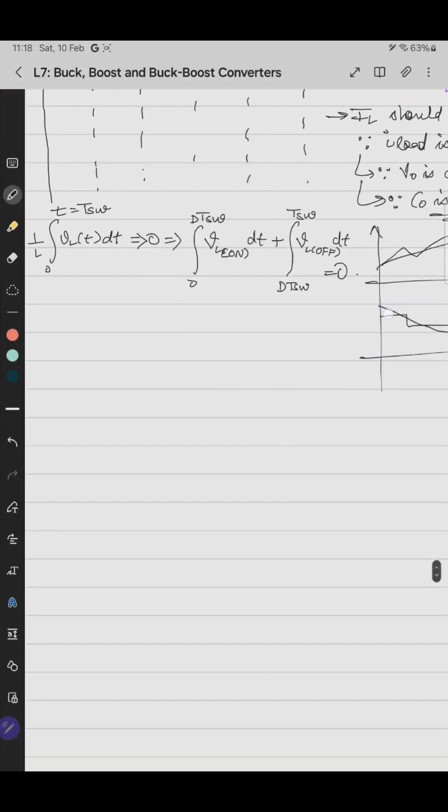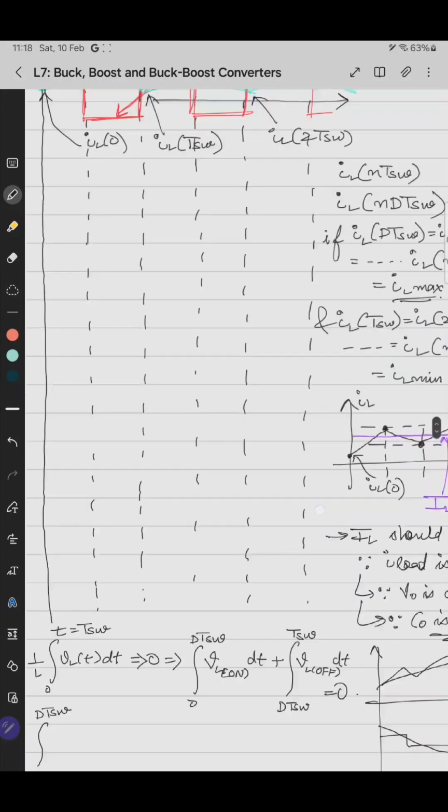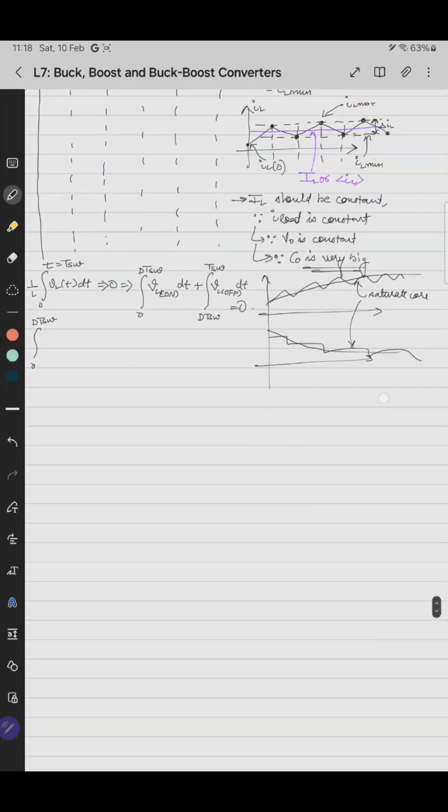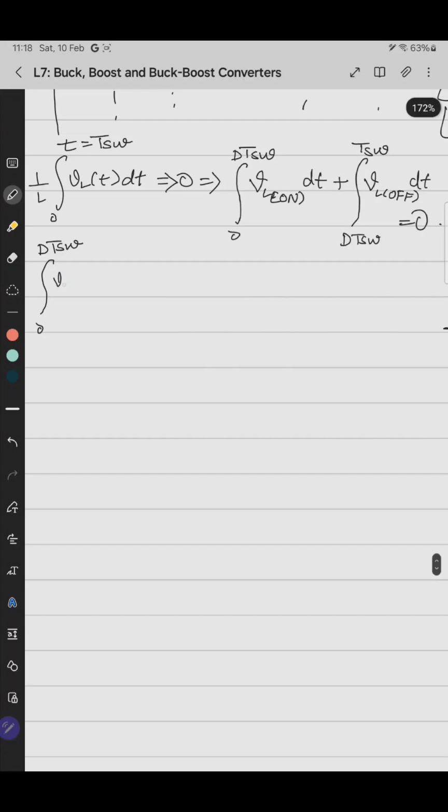If we substitute, what we'll get is the integral from 0 to d into t switching. What is VL on? When the switch is on, the voltage across the inductor is V in minus V naught. So here I will write V in minus V naught. Both are constant. Let's assume that V in is constant, it is not changing, and V naught is also constant because the output capacitance is very high, so the average value of the capacitor voltage is almost constant, dt, plus the integral from d into t switching till t switching of VL, which is minus V naught, dt, equals 0.